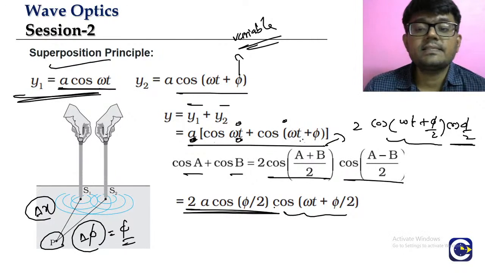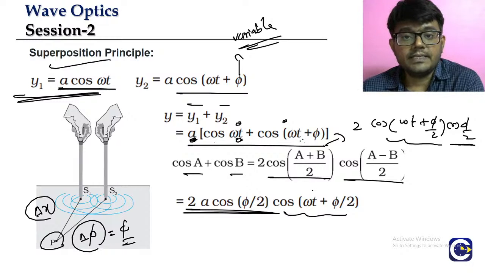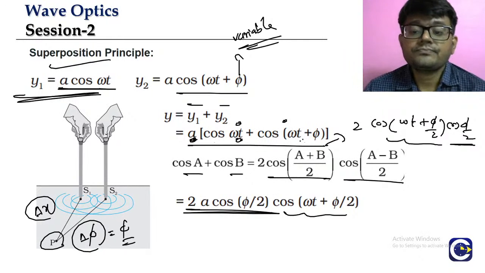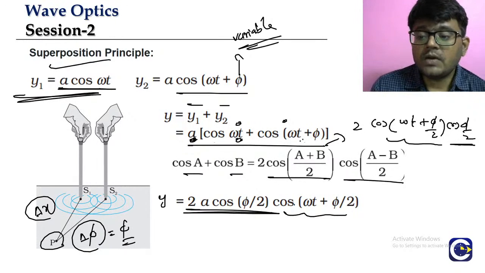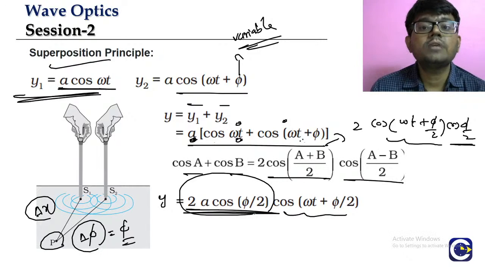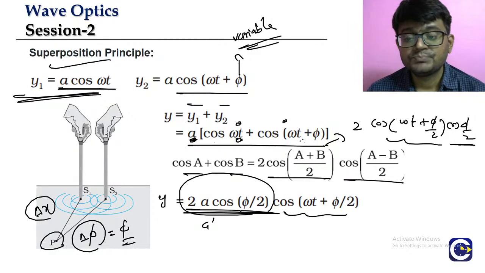So how are we getting this? By using the trigonometric identity. Cos A plus cos B is 2 cos (A plus B) by 2 into cos (A minus B) by 2. Here this is the resultant wave. Now leaving out the variable part, what is the constant term? 2a cos phi by 2, that is our amplitude. What is the amplitude here? 2a cos phi by 2.